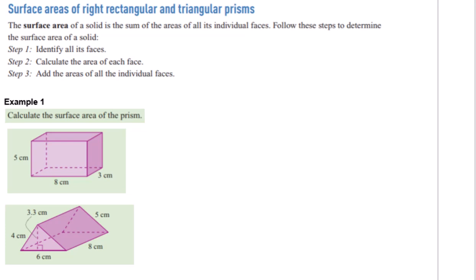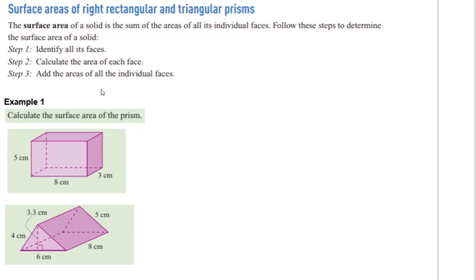So this is our next lesson, and it's about calculating the surface area of a prism. Now, it's probably a little bit easier than what we've been doing in the last lesson. Very simply, we need to work out the area of each of the faces of a prism and add them together, and that's all it is. So follow these 3 steps here.